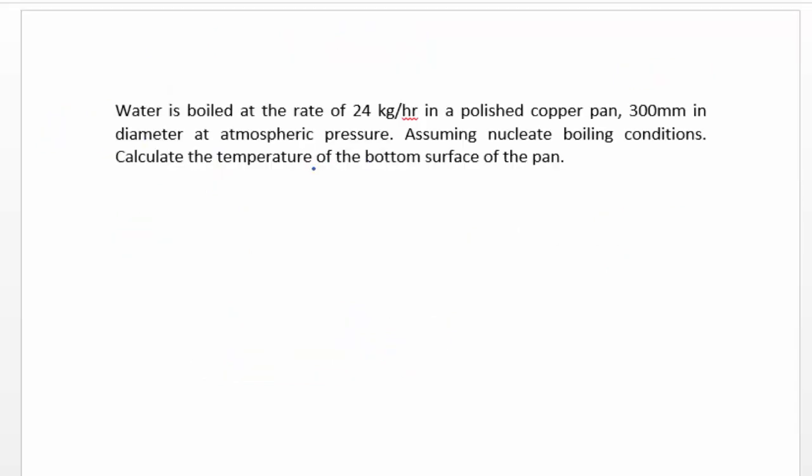Now go to the second problem. In the second problem, it is given that water is boiled at the rate of 24 kilogram per hour. So just write the given data.